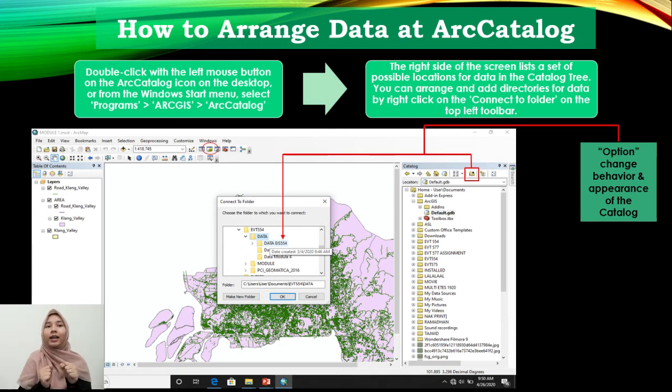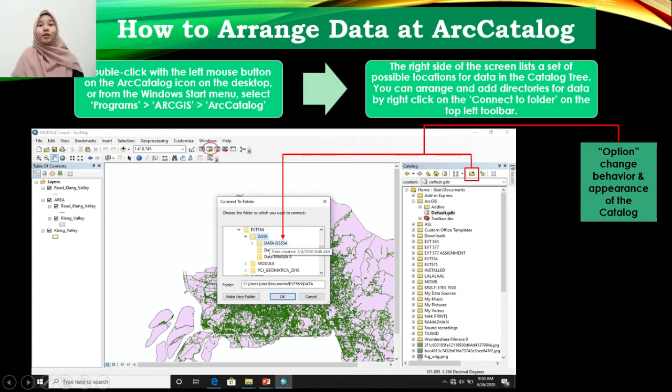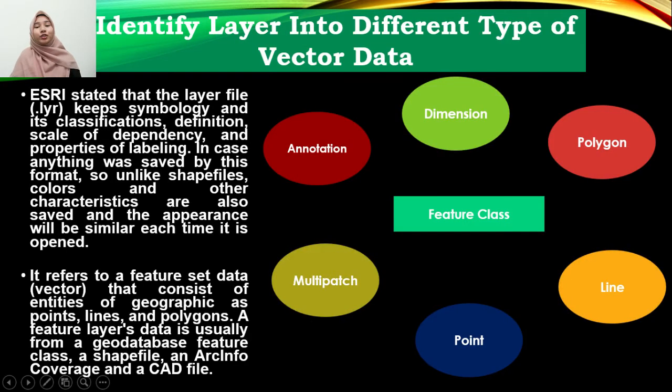So this is the simplest trick. If you don't know what that button or tool is for, just drag your cursor to the button for maximum 2 seconds, and it will show you what the button or the tool is for. So that's it. So let's proceed to the next question.